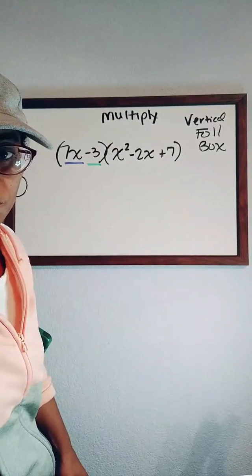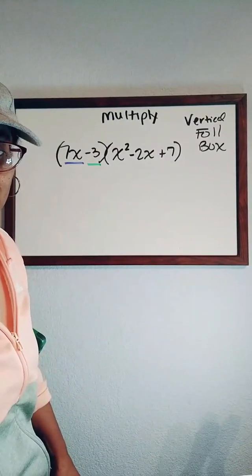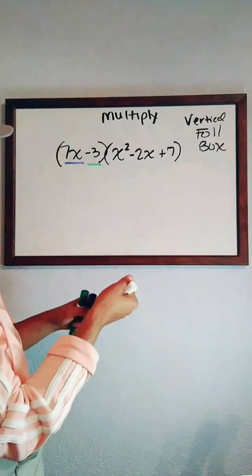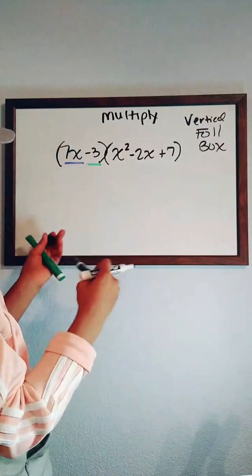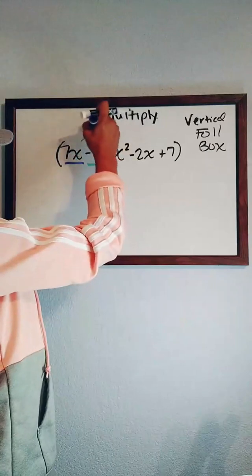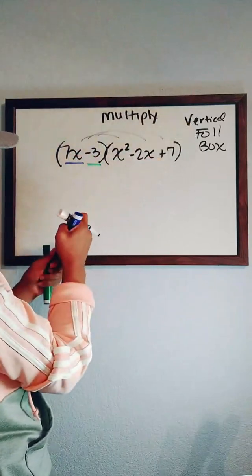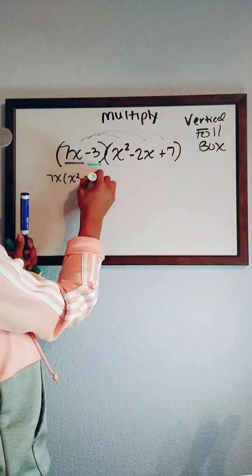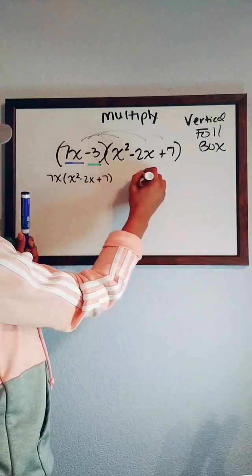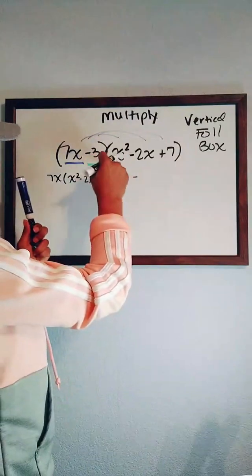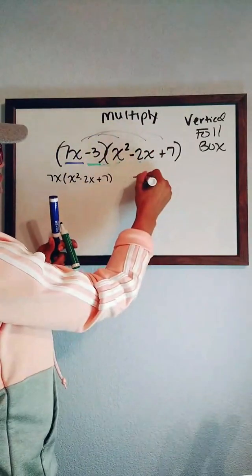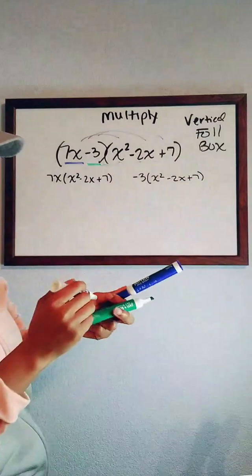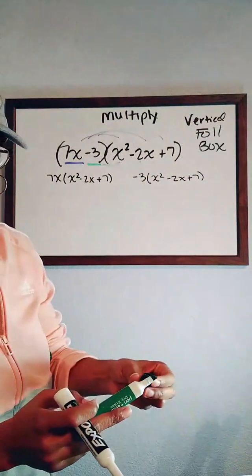Okay, the inner. So for this one, because it's a bigger one, you would have to literally break this up and say, okay, I'm going to do my blue times everything, right? So you should have 6 different multiplication problems. So I should have 7x times x squared minus 2x plus 7. And then you're going to have negative 3 times x squared minus 2x plus 7. So these are very large whenever they have multiple terms.